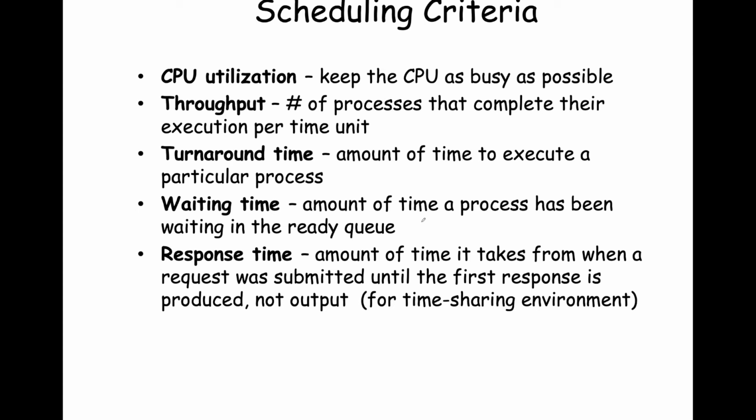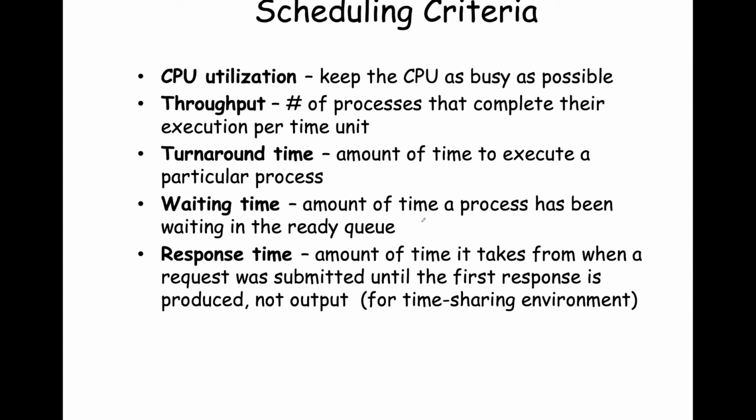Turnaround time is the amount of time it takes to execute a particular process. You might have 5 or 10 processes that need to share the CPU, and you want them all to have a small turnaround time. You want them to complete what they're doing in the smallest time possible. Then there's the waiting time, which is the amount of time a process spends waiting in the ready queue. If you are not executing on the CPU, you're waiting, and that adds to the amount of time it takes for that process to execute.